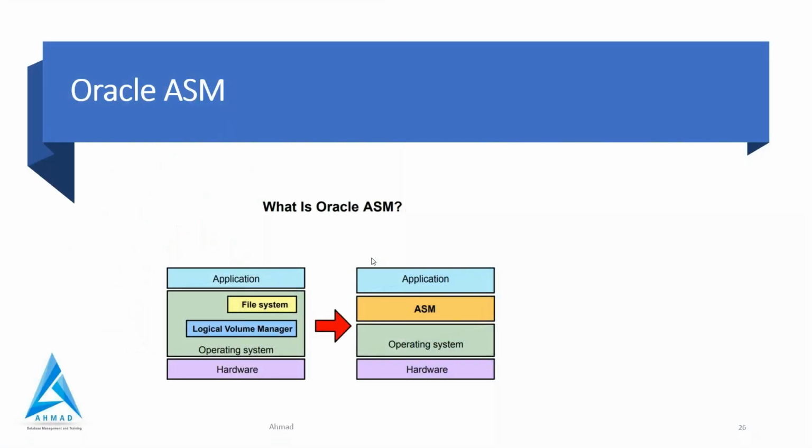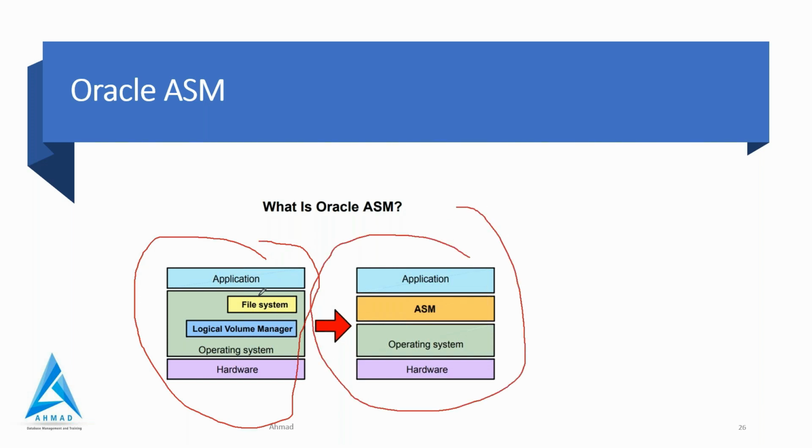So this is Oracle ASM. The left side figure is basically the old storage system, and this is new. This area is similar to ASM and the operating system. So earlier we used the operating system, then the logical volume manager, which is a part of OS technology, and then the file system. Oracle introduced ASM in 10g, and that replaced LVM and the file system.